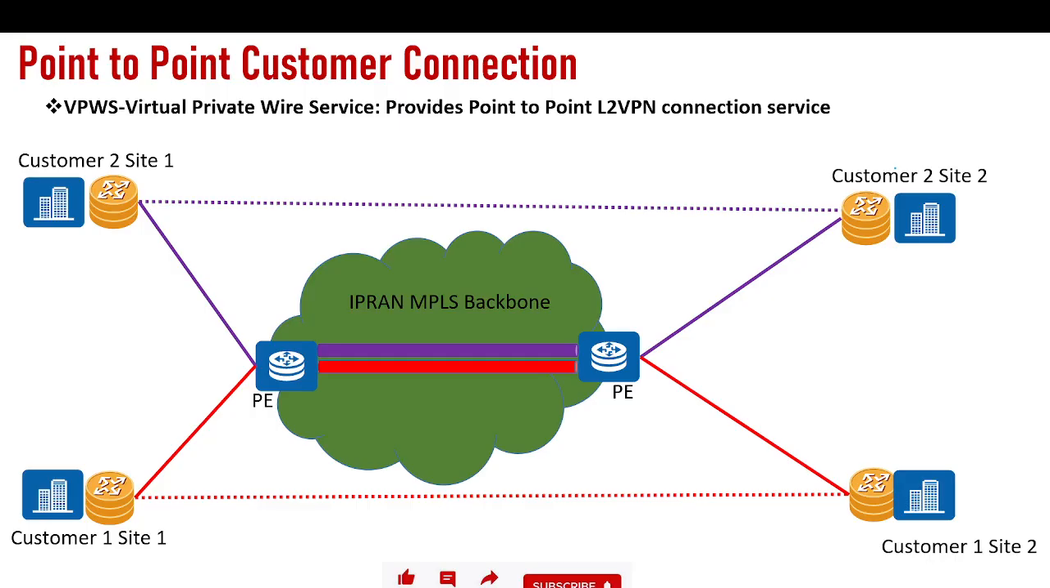So you can see that we have customer 1. This is customer 1, site 1, and we also have customer 1, site 2. And they are connected on different PEs. So the PEs could be the CSGs, could be the ASGs, could be the RSGs in different locations. Many times what we do is we have a connection. So at the customer site, at the location where we have the PE router, we also have a customer router, and then the customer router will be connecting to the PE.